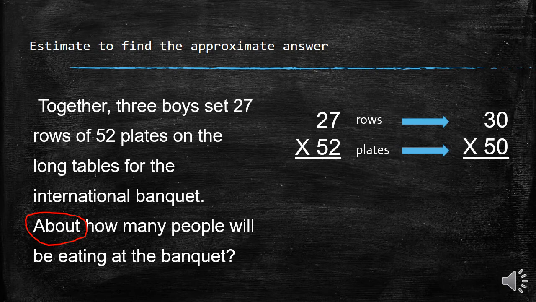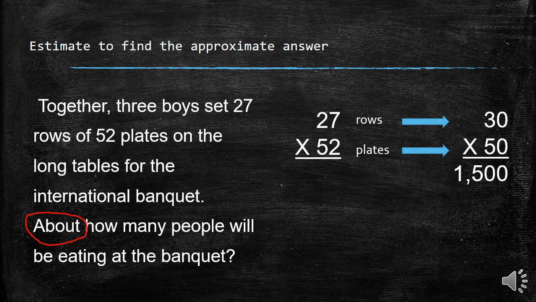Remember what we talked about a few days ago? Let's take the non-zero digits and multiply them together. 3 times 5 is 15. And if we annex the zeros, we get 1,500.